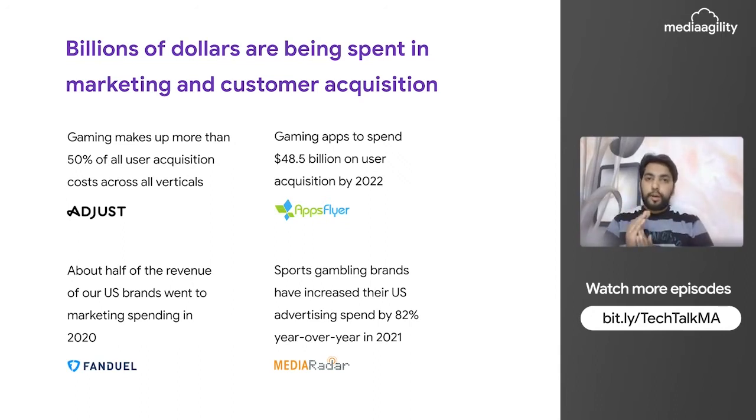And if we talk about the recent changes, for example in the sports gambling business, they have actually increased their overall spend by 82% in 2021 itself. So with all of these positive signals, it is imperative to help our customers in these businesses figure out how they can maximize their return on marketing spend.